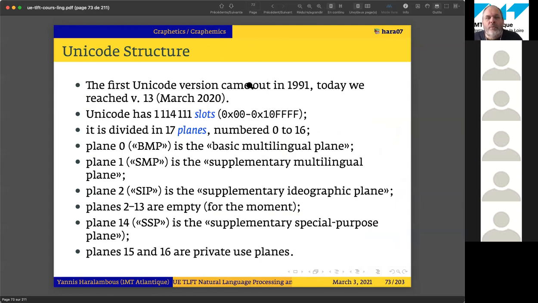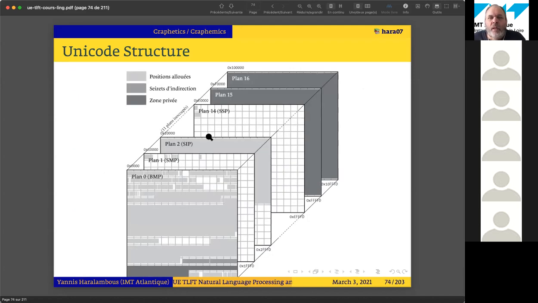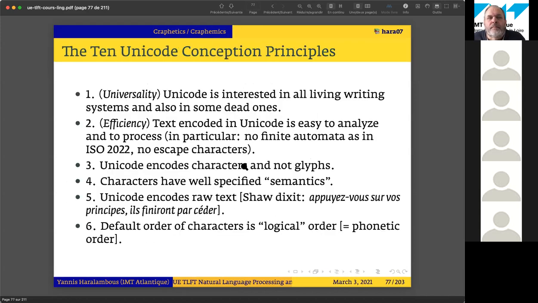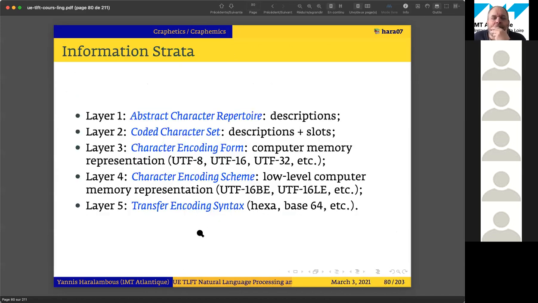Then some slides on Unicode. Now here we are moving from linguistics to computing. Not necessarily computer science, but computing. And this is also important to know because you are using Unicode every day and your corpora will also very probably be in Unicode. So you should be aware of how it works, what the principles are, the different layers. So what is really UTF-8 and what is it used for?